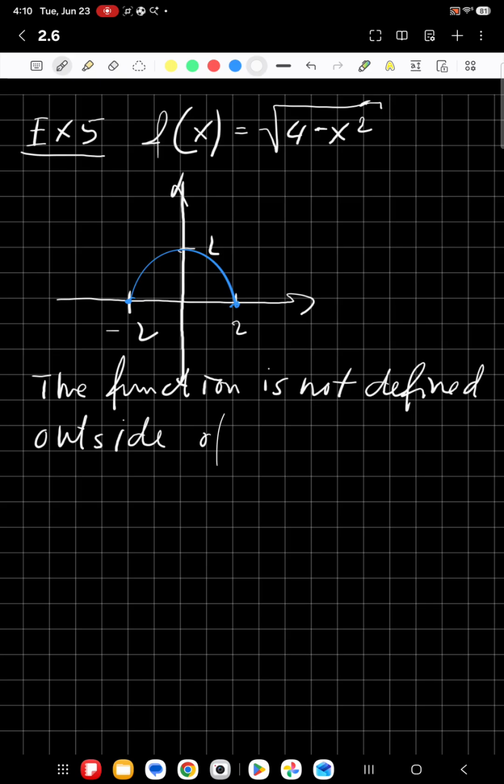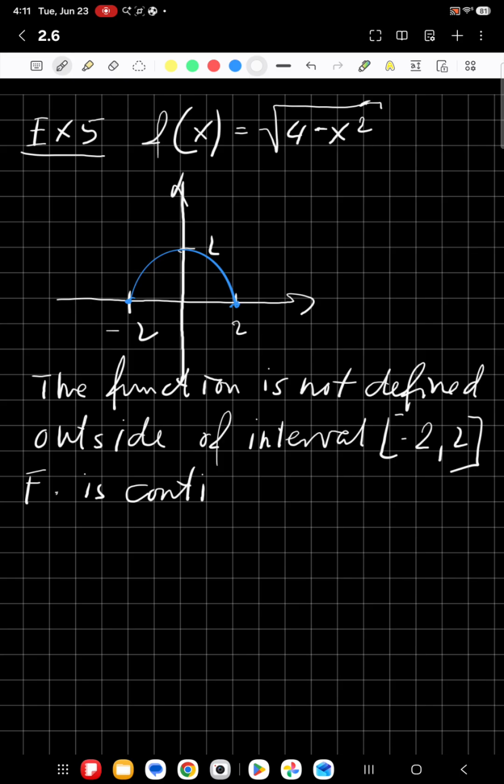Defined outside of the interval from negative 2 to 2. And then we say the function f is continuous in this interval, negative 2 to 2. Okay.